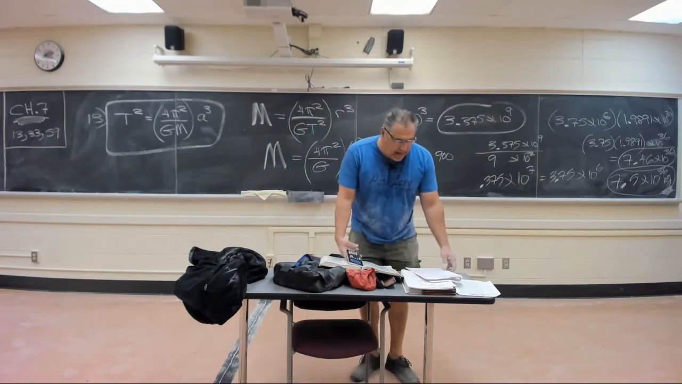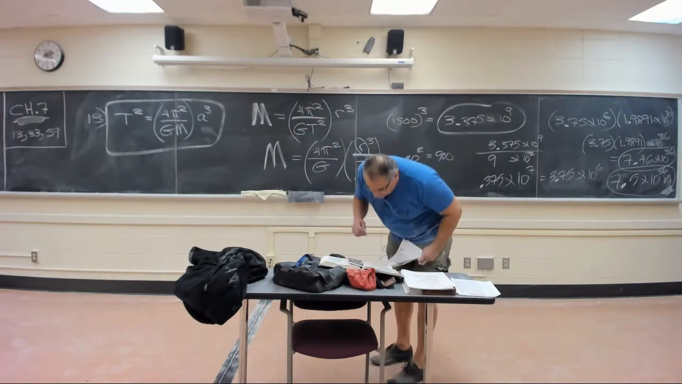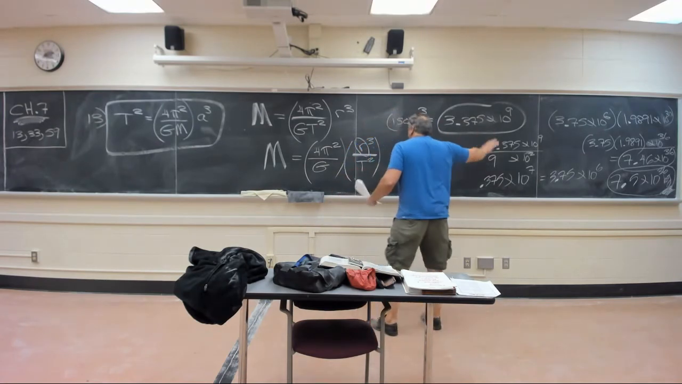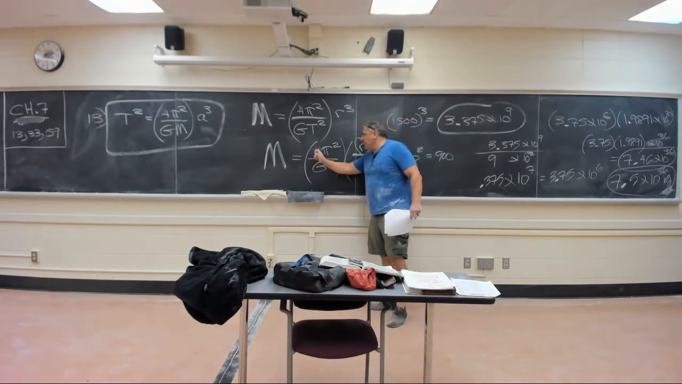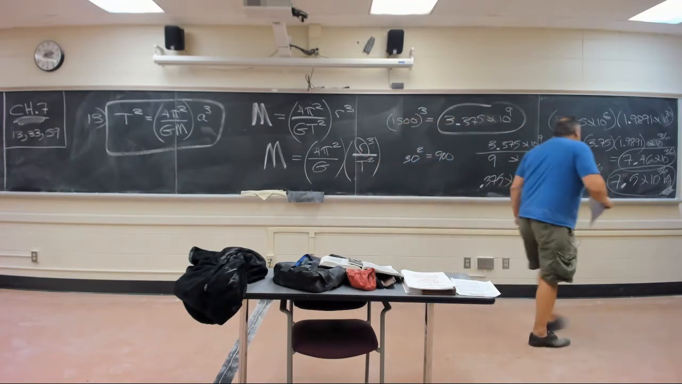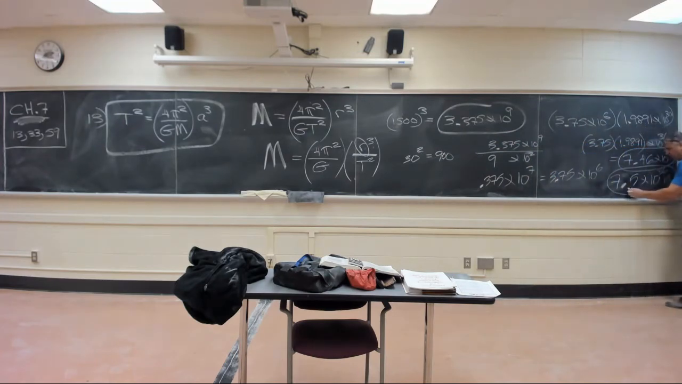You could have done this, guys. You could have said, Malus, this is great what you're doing here, but you could have gone 4 times pi squared divided by g, after you look up g, times 1,500 to the third divided by 30 to the second, and it would have spit out this answer at the end, you guys. 7.5 or thereabouts, 7.5 times 10 to the 36 kilograms.